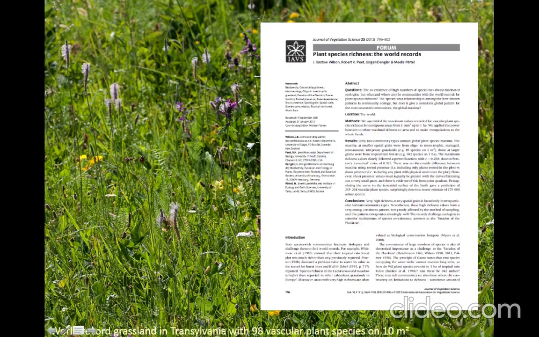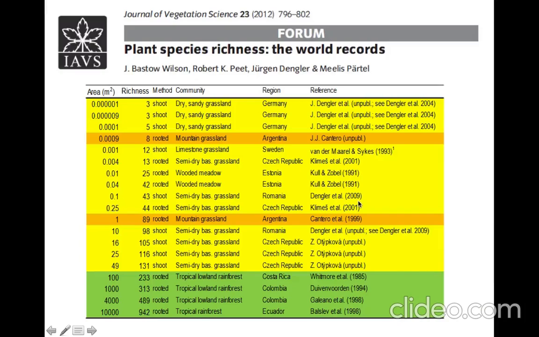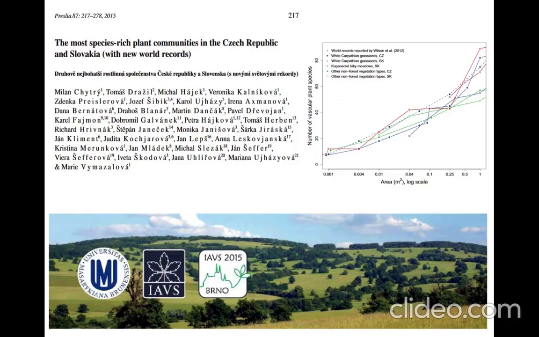And some years ago, Wilson and others published richness records at global scale for areas from 1 square millimeter to 10,000 square meters. They showed that temporary grasslands are the richest plant communities for areas smaller than 100 square meters. Afterwards, even more world records at small grain size have been discovered for Mesoxeric grasslands in White Carpathians.